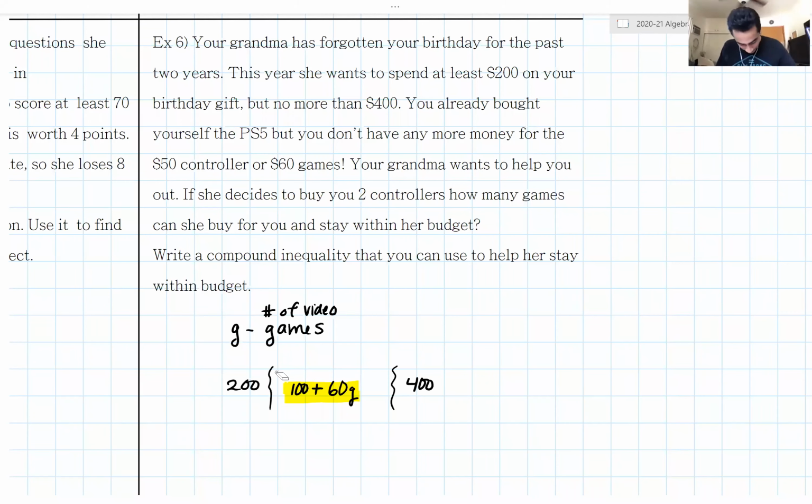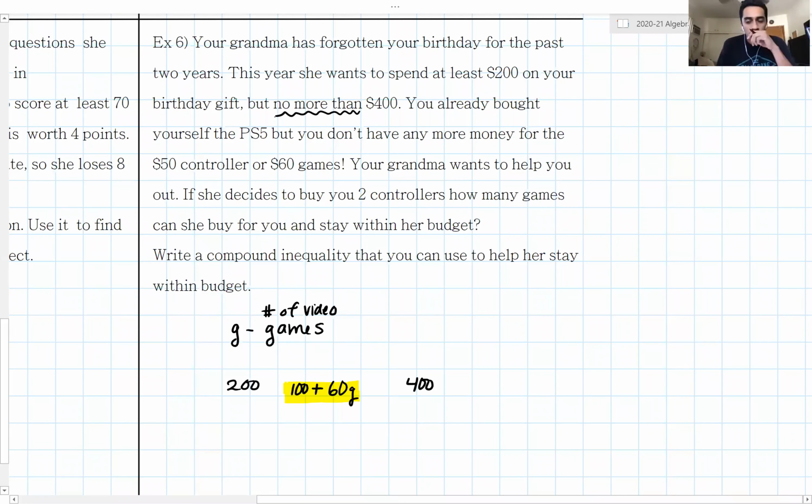All right. Okay, so now let's think about what the inequalities should be. There's really no other pieces of information that we can use. So those $100 plus 60G, is that less than 400, less than or equal to 400? What does no more than mean to us? Yeah, less than or equal to. So she's willing to spend less than 400, but she's also willing to spend exactly up to 400.